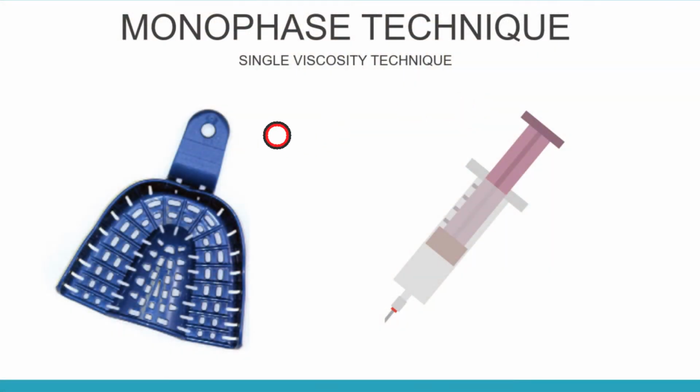And then we have the monophase technique. Here we have only one mixture, okay. One part of the material is placed in the tray and one portion is placed in the syringe for injection. So that is a single viscosity technique.